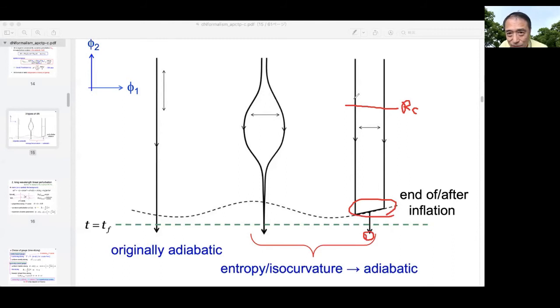You see the point? Yes. So the key point is that in the final slice, where you calculated the curvature perturbation by the delta N formalism, you have to make sure that there is no isocurvature perturbation. That's the key point.